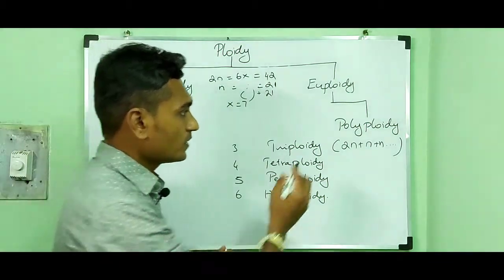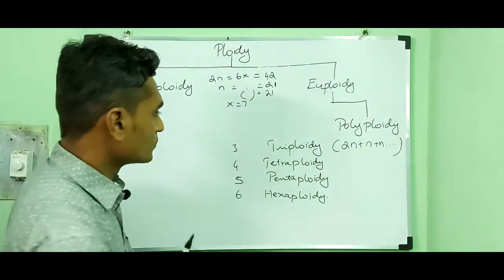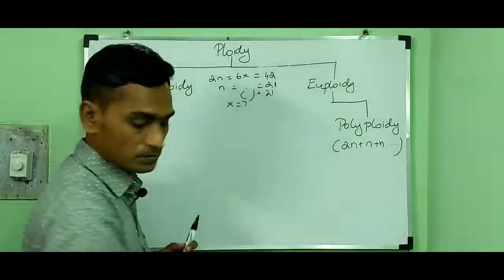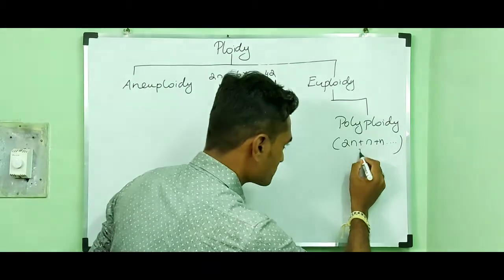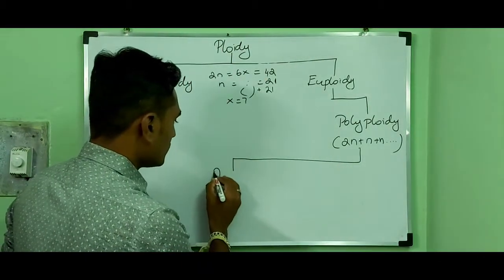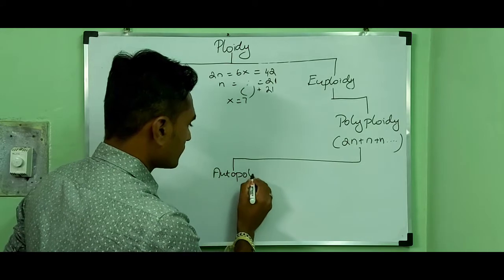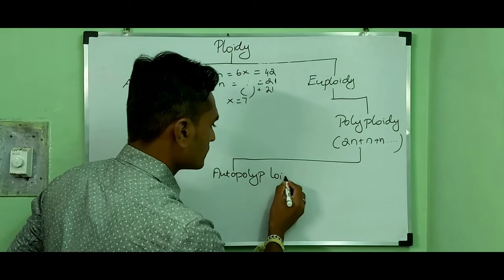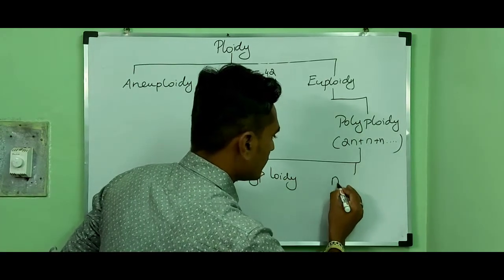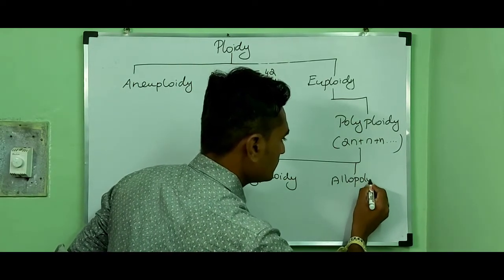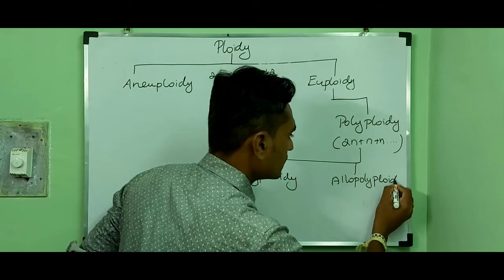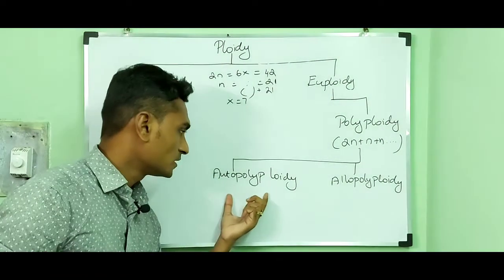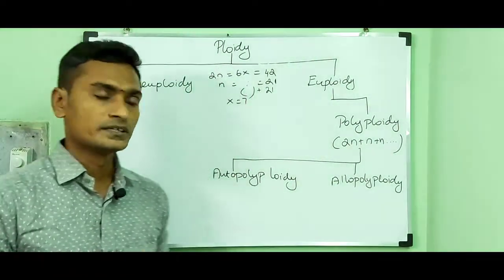Then polyploidy can be divided into two types. They are autopolyploidy and allopolyploidy. So what is the difference between autopolyploidy and allopolyploidy?